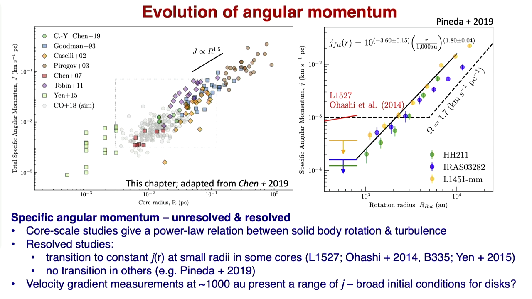And so when we do that, here we've compiled a list of a number of surveys that have tried to measure the specific angular momentum of cores as a function of core radius. And these core scale studies give a power law relation that's somewhere between solid body rotation and turbulence. So you're kind of in the middle. So turbulence is still playing a role in terms of the overall angular momentum of these cores, all the way down on these scales.